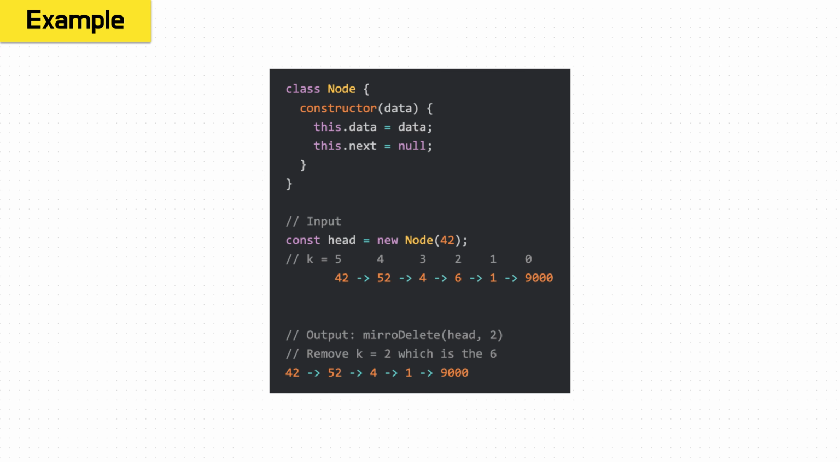We will have standard linked list nodes, where we have a data property and a next pointer that points to the following item in the list. Then we construct a linked list as this, and we see that the k, or the index that we want to delete, starts from the tail. So from the tail going backwards, it's 0, 1, 2, 3, 4, 5. Then we call our mirror delete function, we pass in the head, and the k index of the item we want to delete. In this case, it corresponds to 6, which is 0, 1, 2 items back from the tail.